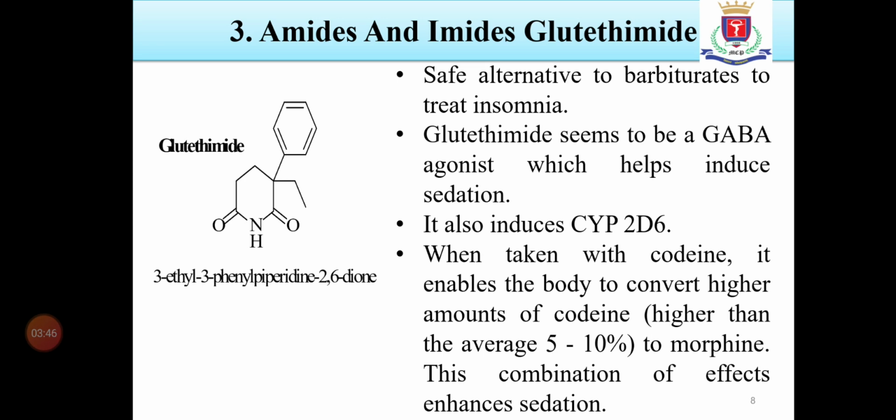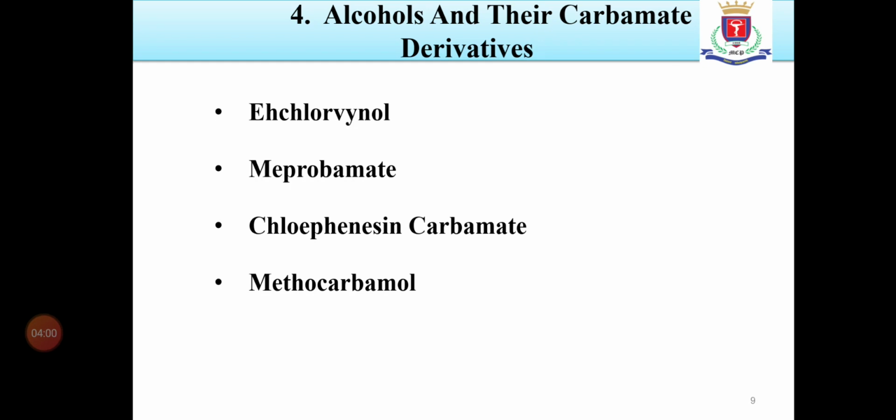When taken with codeine, it enables the body to convert a higher amount of codeine, higher than the average 5 to 10%, to morphine. This combination of effects enhances the sedation. The next class is alcohols and their carbamate derivatives. Examples are ethchlorvynol, meprobamate, chlorphenesin carbamate, and methocarbamol. We will see all the drugs one by one.